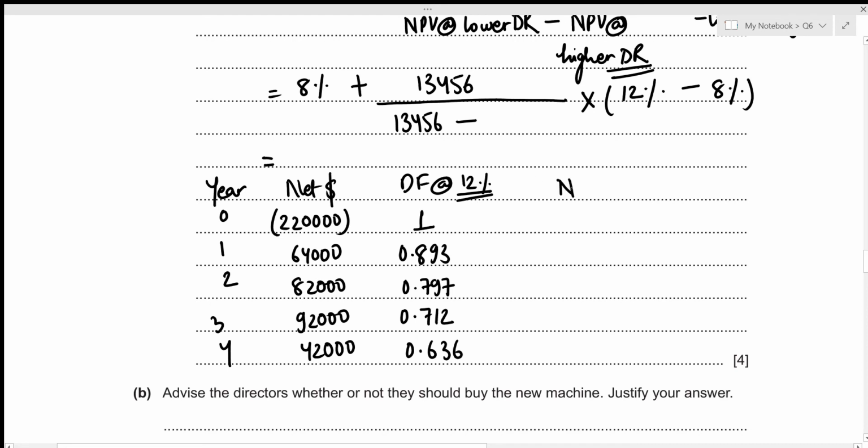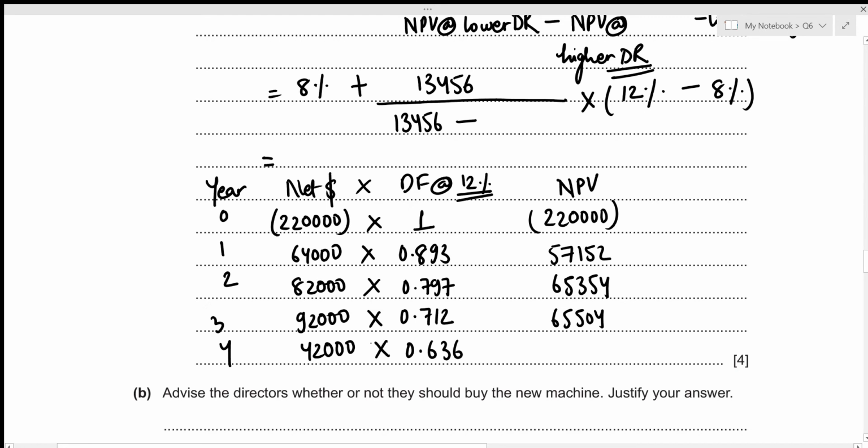Now we can move towards figuring out the net present value, which is going to be net value times the discount factor. So for year 0, that's going to be negative 220,000 times 1, which results in negative 220,000. For year 1, that's 64,000 times 0.893, which results in 57,152. For year 2, that's 82,000 times 0.797, which results in 65,354. For year 3, that's 92,000 times 0.712, which results in 65,504. For year 4, that's 42,000 times 0.636, which results in 26,712.